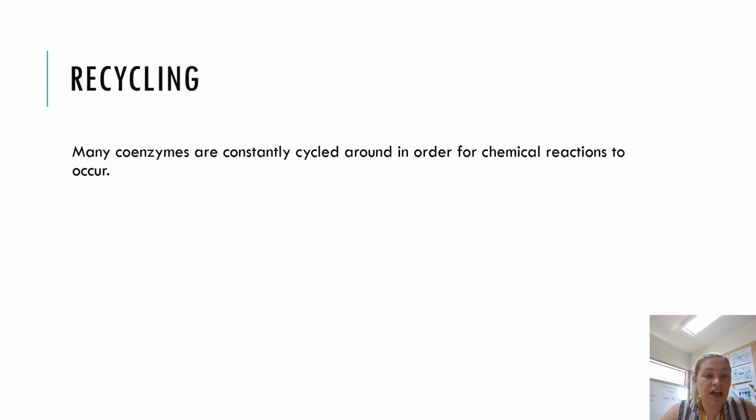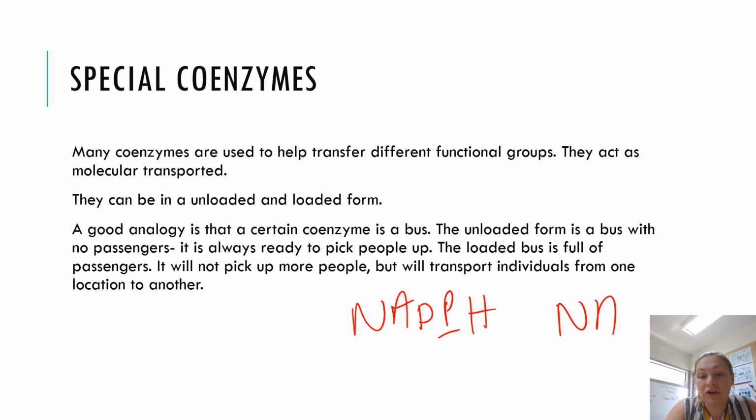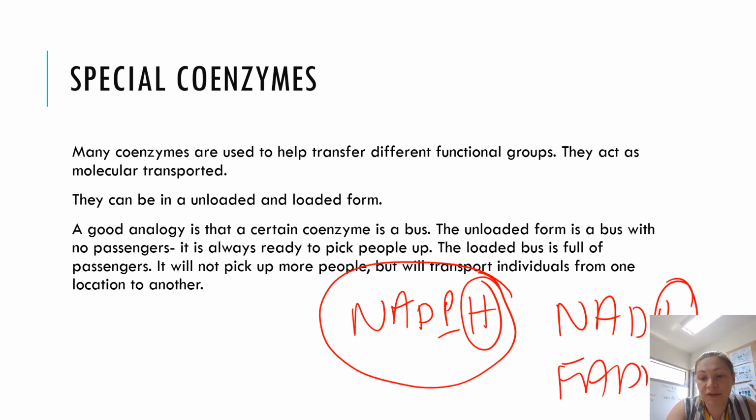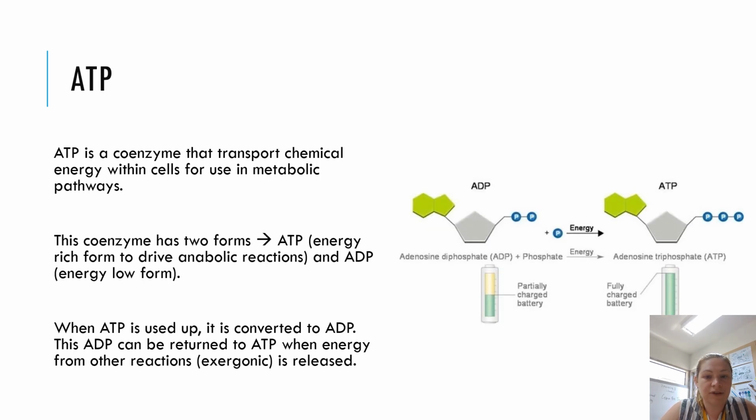Coenzymes are constantly recycled and reused in chemical reactions. There are a number of special coenzymes, and often these coenzymes can come in a loaded form or an unloaded form. We will learn about these more when we look at photosynthesis and respiration, when we learn about how in photosynthesis NADP carries hydrogen molecules, and in respiration NAD or FAD carry hydrogen molecules. There we go, there's an example here of what NAD does. We'll also look really closely at ATP and its critical role in transferring energy when we learn about respiration and photosynthesis.